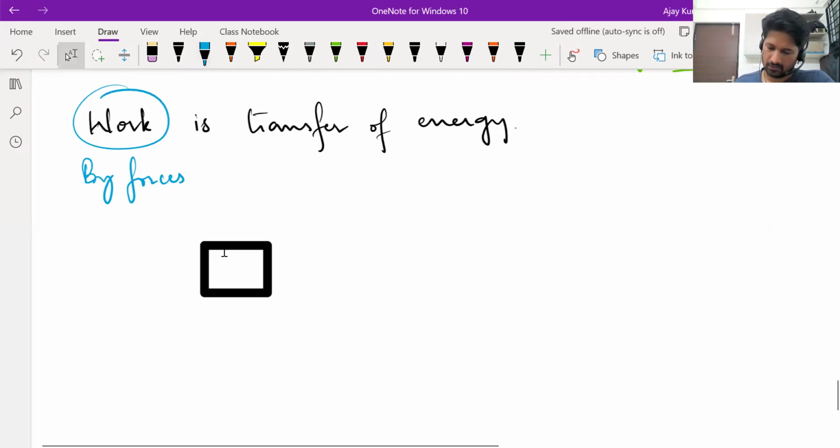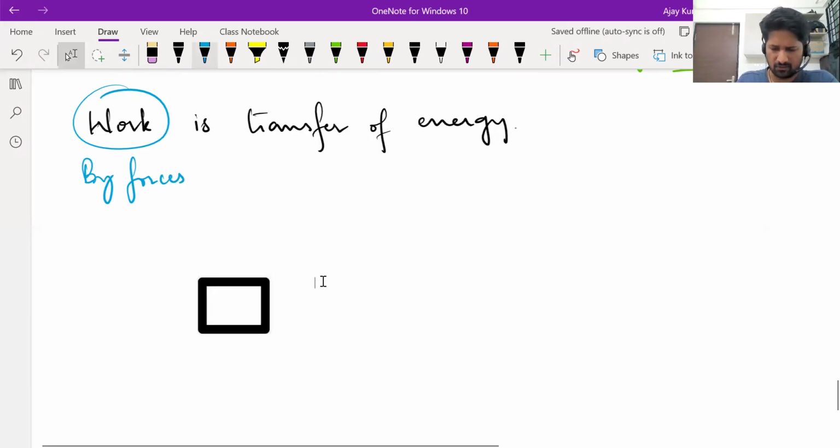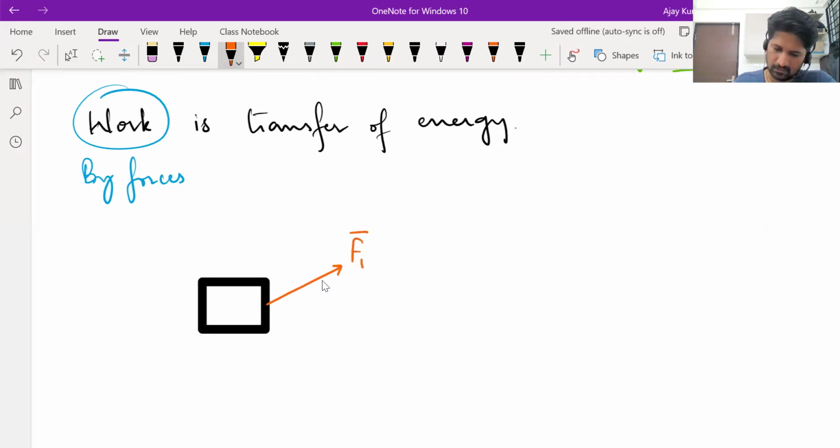So assume there are some forces acting on this object. There could be one force or many forces. Work done by force is what we are interested in this chapter. So let this be one force, F1. Let this be another force, F2, and so on. Gravity could be acting, anything could be happening. And under the influence of these forces and due to its own inertia also, let's say the object undergoes some displacement. Assume this is the displacement of the object.